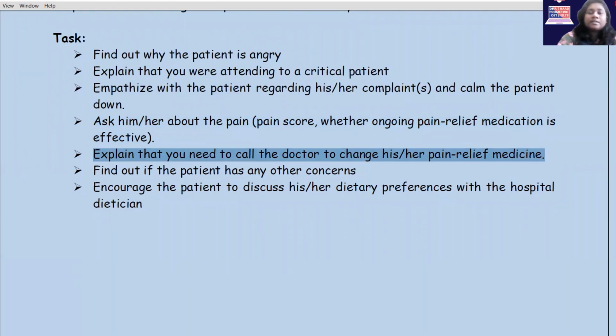Okay, that is given. Explain that you need to call the doctor to change his or her pain relief medication. If the patient is asking whether they have to see the doctor by themselves, you have to say that the doctor is on the ground, and we will give some chance to meet him. At the same time, it should be recognized that the situation is difficult for the patient to cope with.